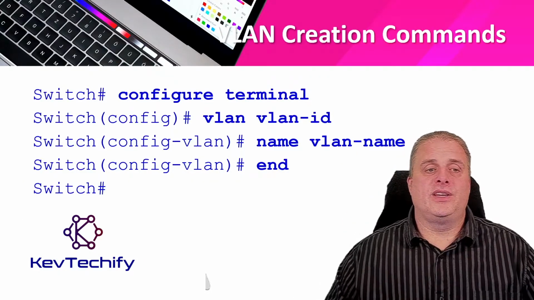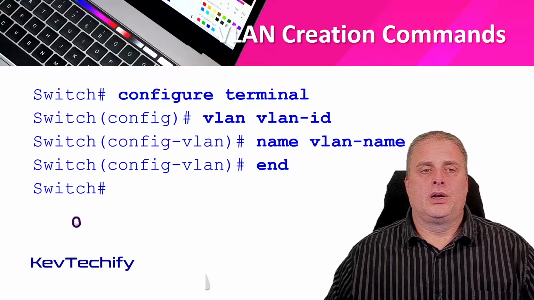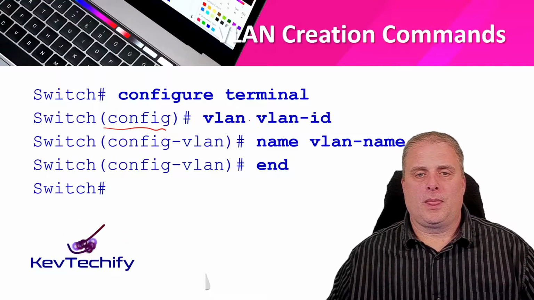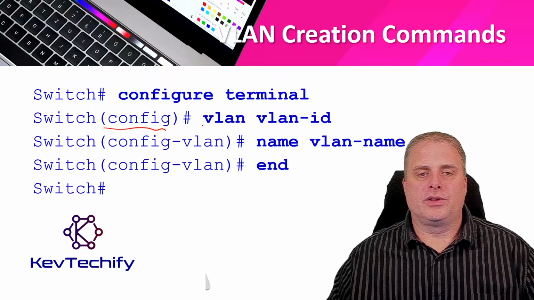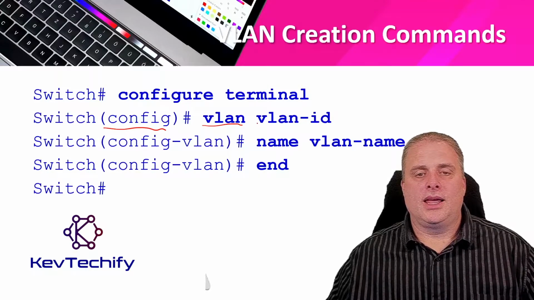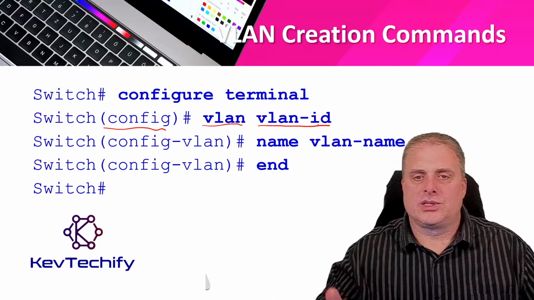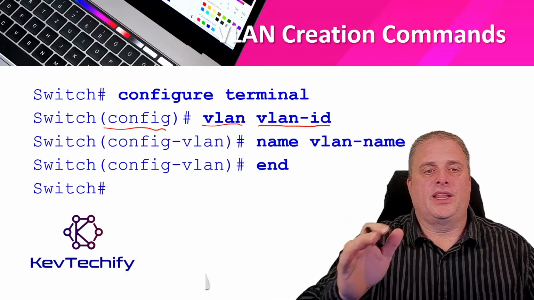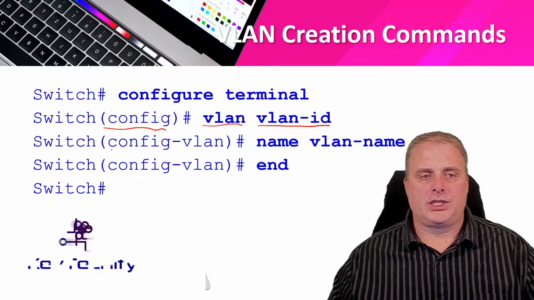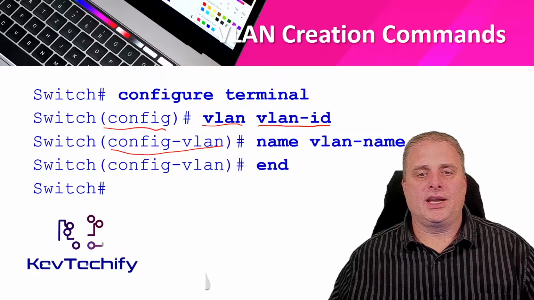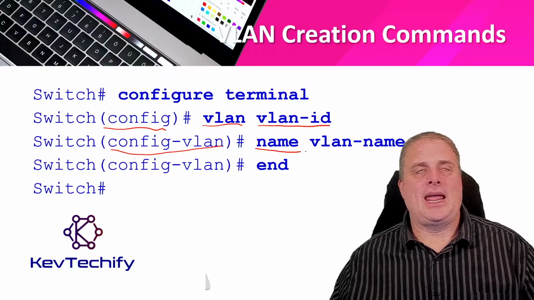How we create these VLANs: we go into global configuration mode, and then we start off with the word vlan, and then we put in the VLAN ID, once again between 1 and 1005. You put that in there, it creates the VLAN. Notice our prompt now changes. It says we're configuring a VLAN. At this point in time, we can name it.